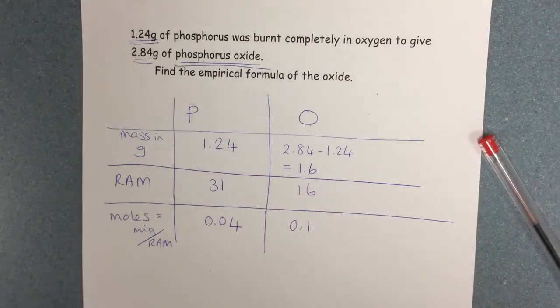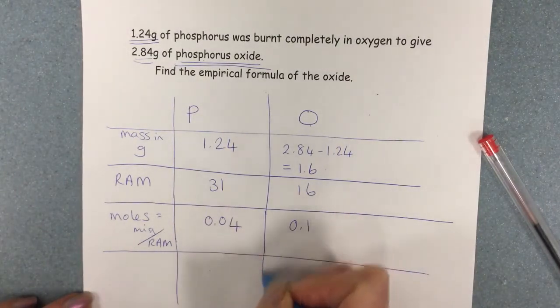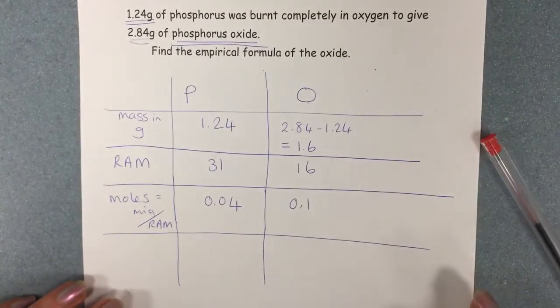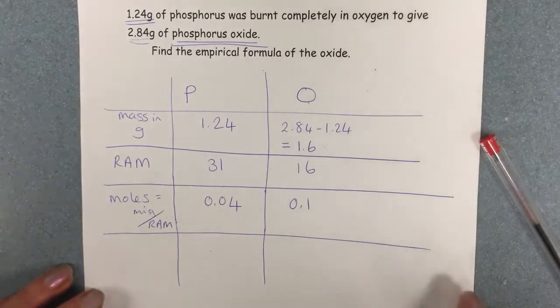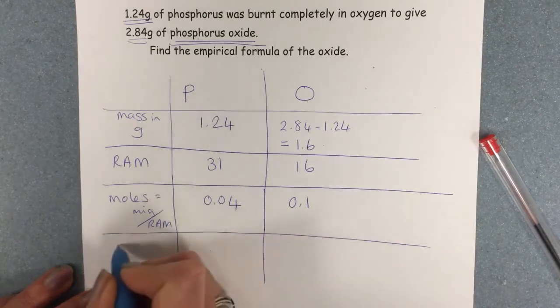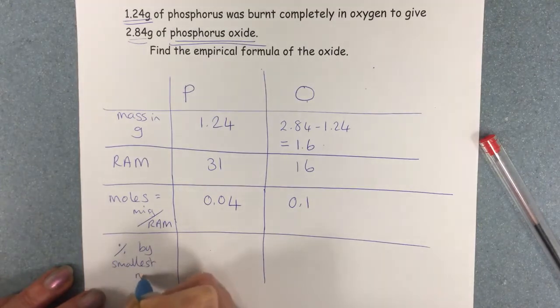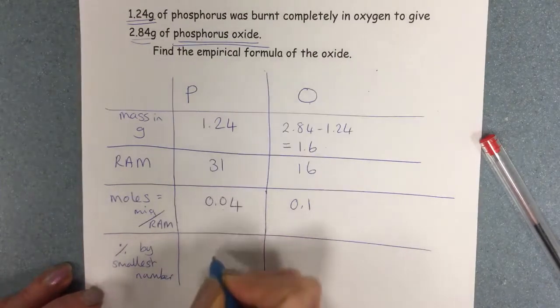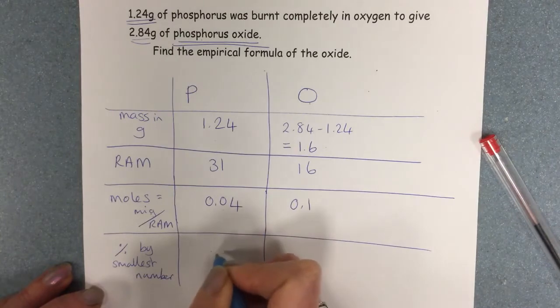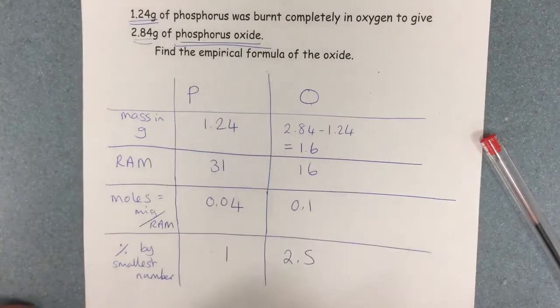Okay, so there's my two numbers. We haven't got it down to whole numbers, so we need to get it down to whole numbers to get a ratio for my empirical formula, because I can't write P 0.04 and O 0.1. So that's my smallest number. Divide both sides by the smallest number and that's going to get me my answer. 0.04 divided by itself is going to be 1. 0.1 divided by 0.04 is going to equal exactly 2.5.